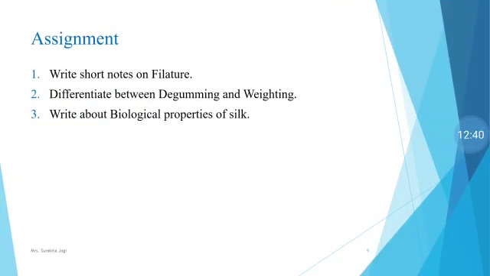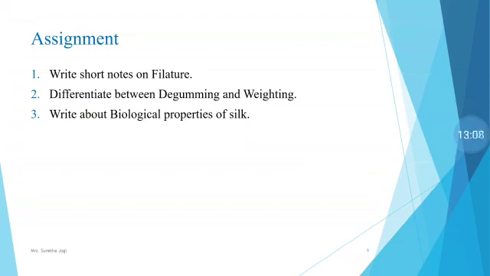Last is the assignment. First is write short notes on filature. So, what is filature? All of you know that. Filature means when 3 to 10 cocoons are carefully unwound together to form a composite strand of silk, it is called the filature operation or filature.